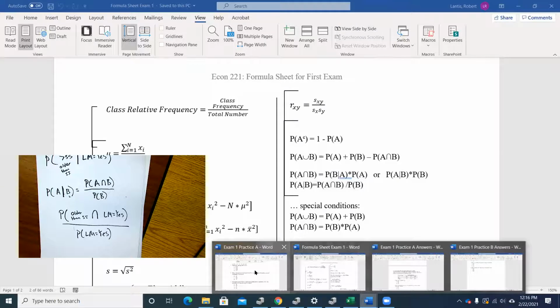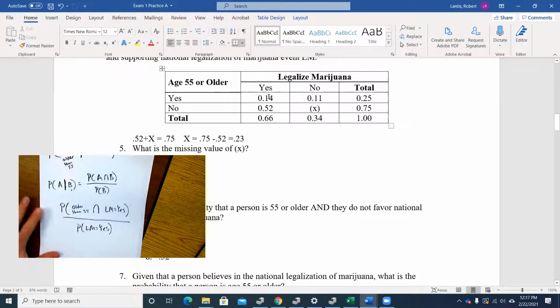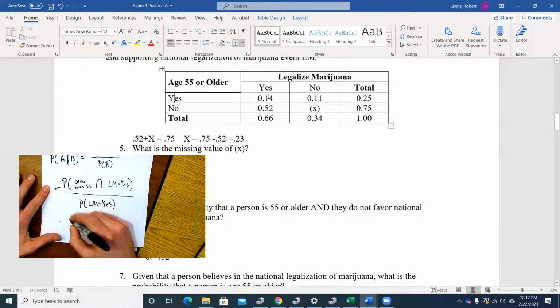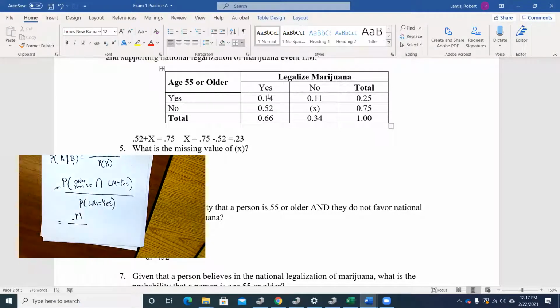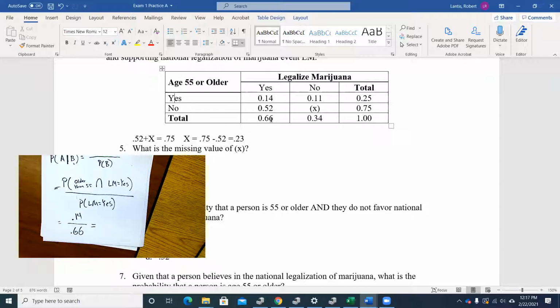So then, if I go up here to my contingency table, I want the probability that someone's older than 55 and they want marijuana legalized. So older than 55, want marijuana legalized, so yes and yes, 0.14. That's my numerator. And then the probability that they want marijuana legalized, so that's just yes, go down to the total, that would be 0.66. Okay. From there, it's simply entering this into our calculator. Can't do that one off the top of my head, so I brought my calculator today. So this should be approximately 0.21.